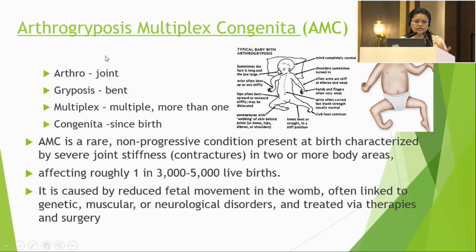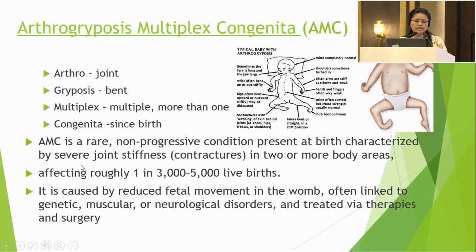For the first time I was hearing this word arthrogryposis, and we looked into the literature. The moment I saw this picture, I could just foresee that this is the diagnosis. It was so clinching that even if you see one patient in your life, you will never forget this disease. Arthros means joint, gryposis means bent, multiplex means multiple, and congenita means since birth.